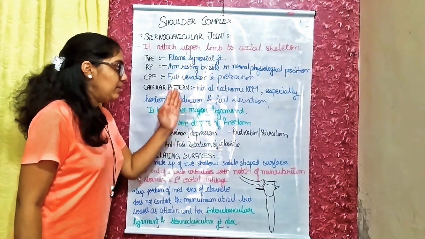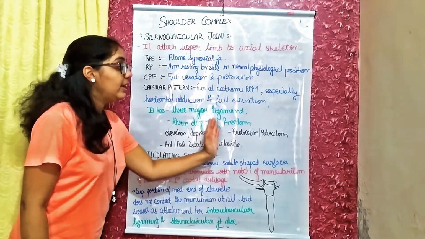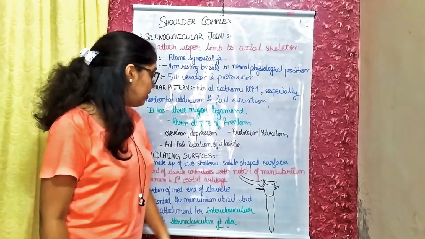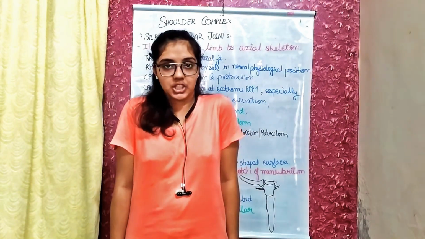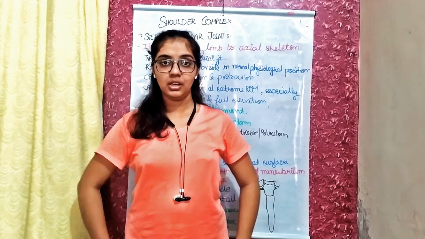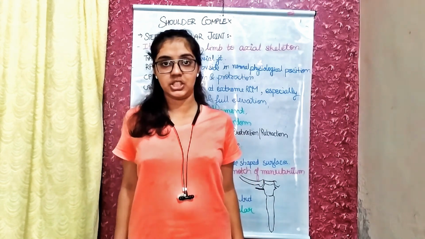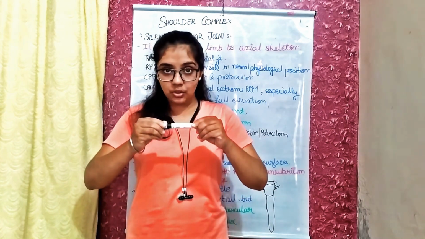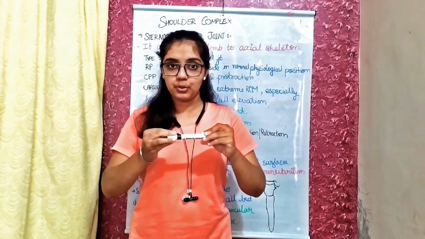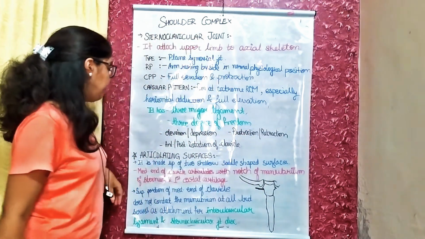So it has three major ligaments and 3 degrees of freedom, that is 3 movements. First, elevation and depression. Second, protraction and retraction. Third, anterior rotation of the clavicle and posterior rotation of the clavicle.